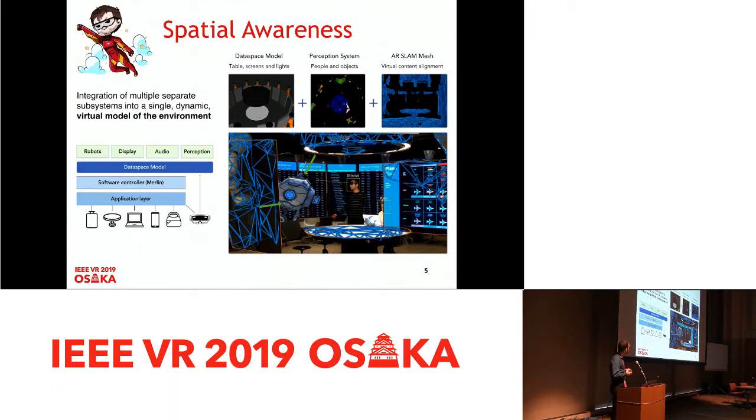So all of this information is aligned in a virtual model of the environment that allows us to know where users are, where the lights are, where the content is situated. And this helps in many different cases, such as interaction, or as you can see in the picture there, we can do proper lighting conditions for the virtual objects.